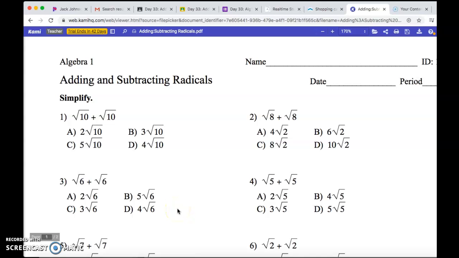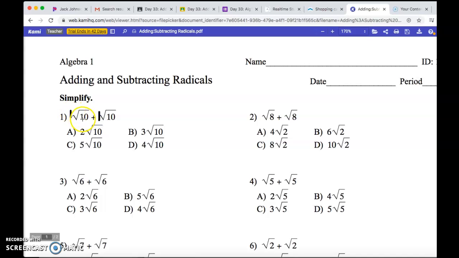Hi guys, so these are just some solving notes as to how to add and subtract radicals. The worksheet does start off pretty nice and easy. If you have a radical 10 plus a radical 10, remember they need to be the same exact radical in order to add them. And really there's a 1 in front here and a 1 in front here.